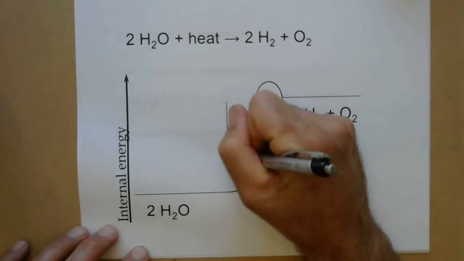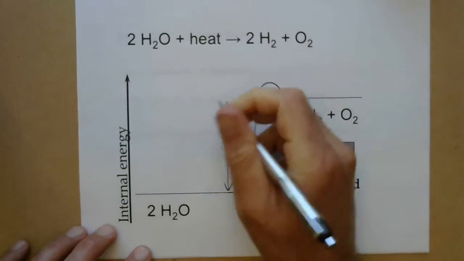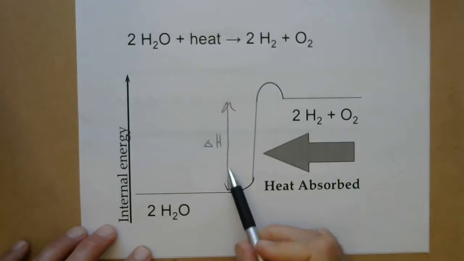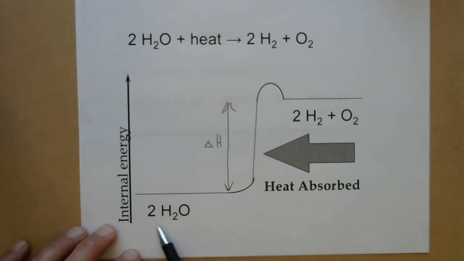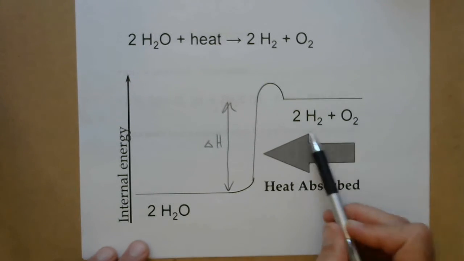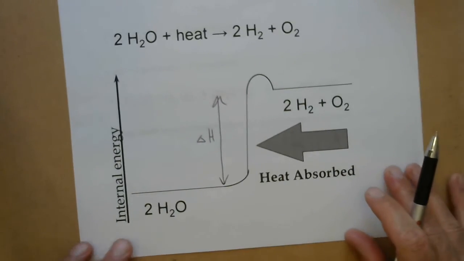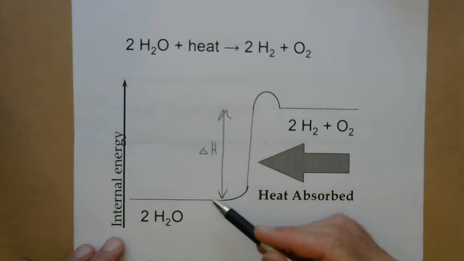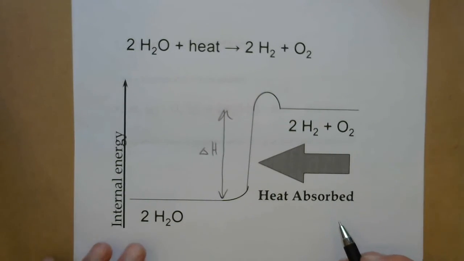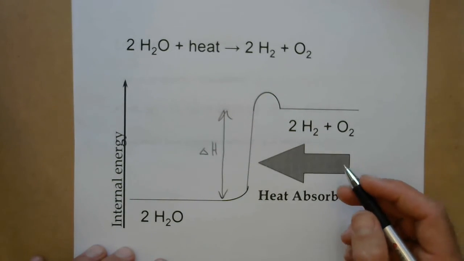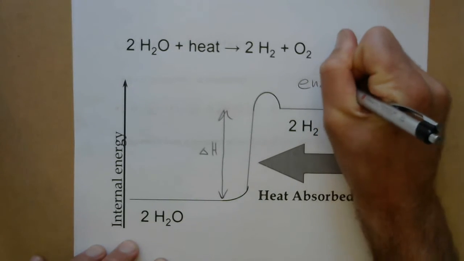So here you can see my delta H is positive because this is how much energy the water had, and this is how much energy your products, the hydrogen and oxygen, have stored inside of them. And so it's a gain of energy. That's why delta H is going to be positive anytime you have an endothermic reaction. This one's endothermic.